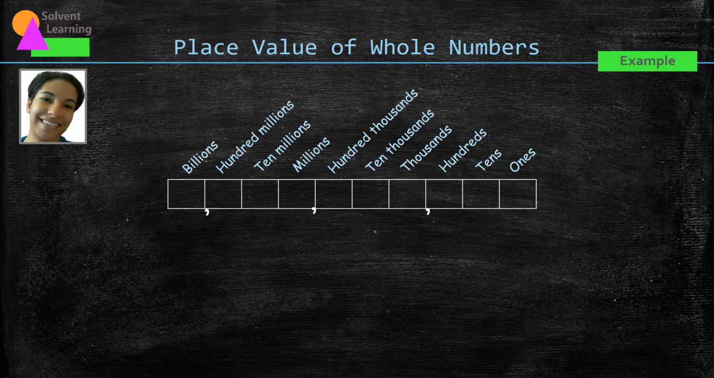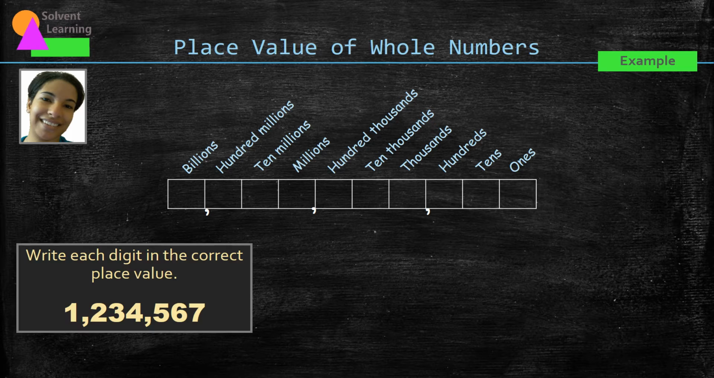We can use a place value chart to help us figure out the value of each digit in a number. So let's see if we can write each digit of this number in the correct place value. We have the number 1,234,567. That's a pretty big number, so we have to make sure that we put each digit in the place value chart very carefully. We always want the very last digit to be in the ones column.